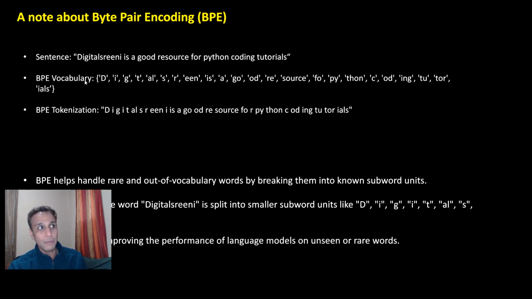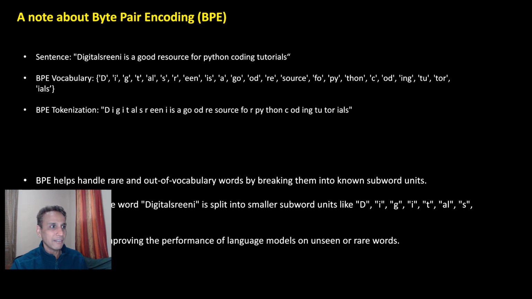And how can the BPE vocabulary break it down? It can break it down like this. Instead of "digital" and "Srini" and "is a good", it could break it down as D-I-G, I is already there, so T, and AL can be one, SR, EEN, and so on all the way. So the tokenization, when you put all of those together, you can see the sentence right there.